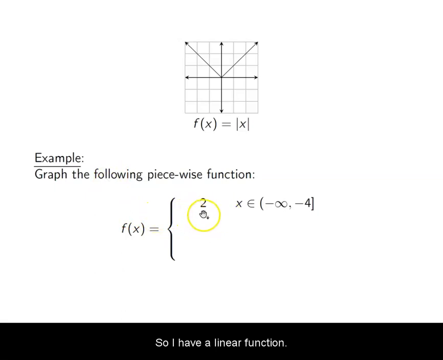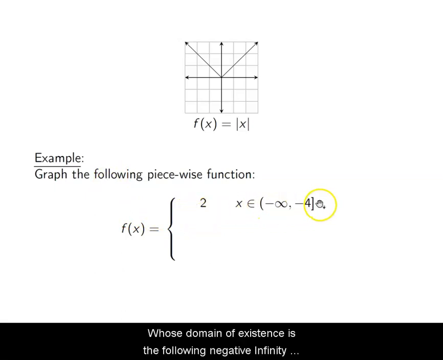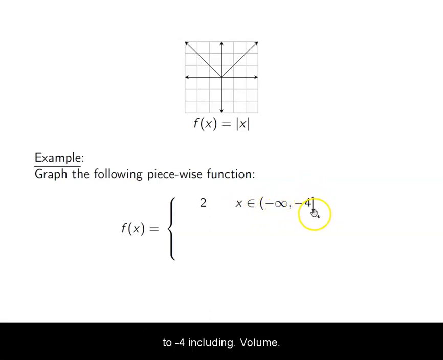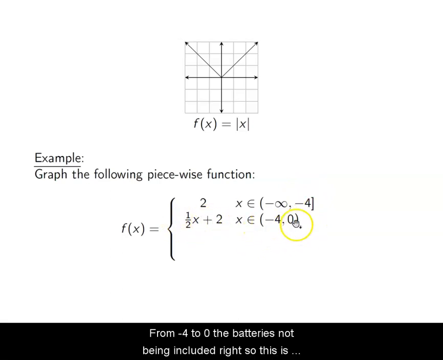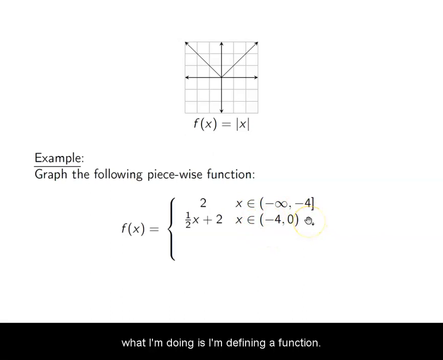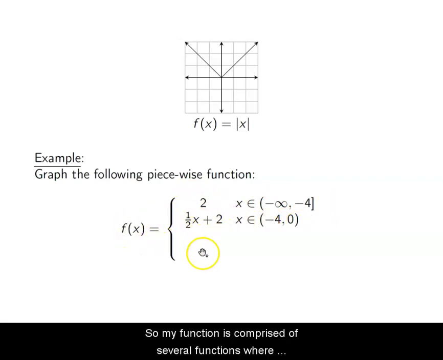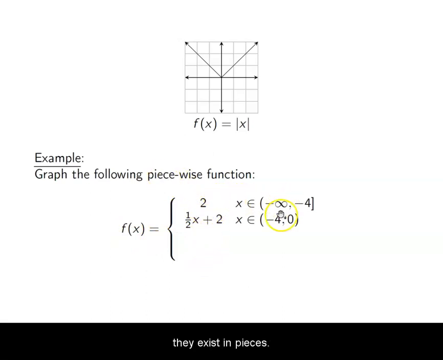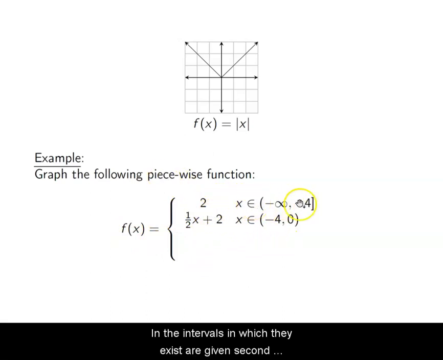So let's look at the following. I have a linear function whose domain of existence is from negative infinity to negative 4, including that value of negative 4. Then I have this linear function from negative 4 to 0, the boundaries not being included. So basically I'm defining a function over a certain interval. My function is comprised of several functions that exist in pieces, and the intervals in which they exist are given second. First it's what the actual function is, second is the interval of existence for this graph.